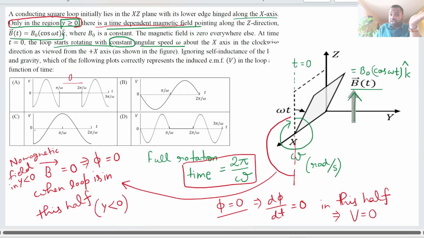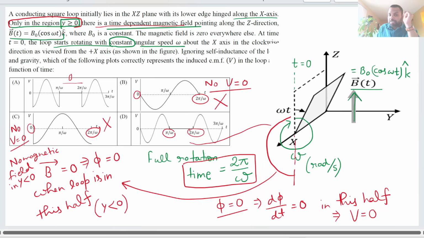But look at option C. No 0. No v equal to 0. Right? You go from 0 to 2 pi by omega. That means it is incorrect. Look at option B. You go from 0 to 2 pi by omega. That is full rotation. And again you have no v equal to 0. That means this is also incorrect. Option D. Again you have pi by omega to 2 pi by omega, which is this half here. You have 0. So we cannot say D is correct, but we cannot say it is not correct.